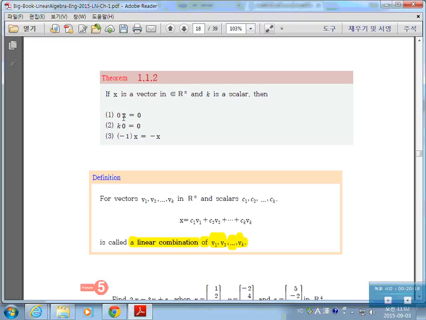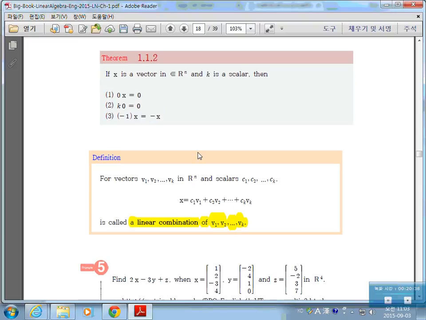And the next property of vectors is this. If we multiply the scalar 0 on a vector, then it's going to be the zero vector. And any scalar multiple of the zero vector is the zero vector. And if you multiply the scalar -1 to any vector x, then it will give you the negative vector of that given vector x.